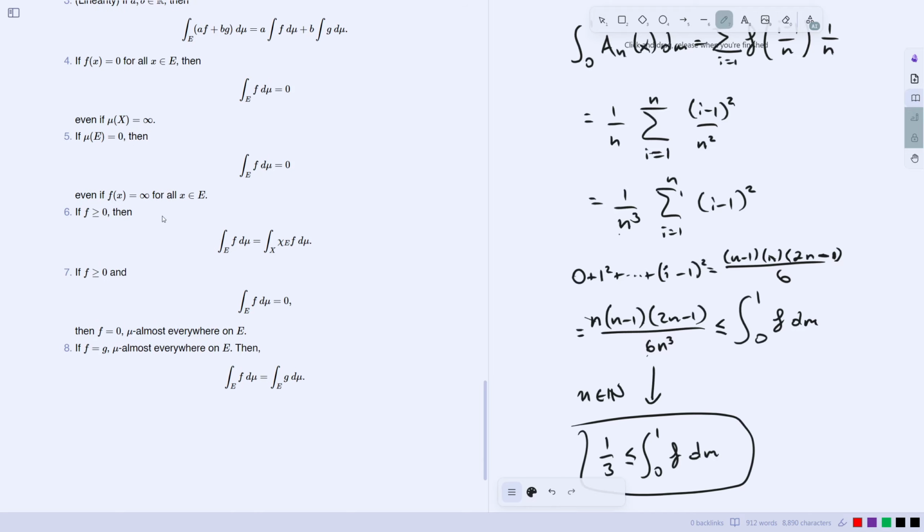Finally, property 8. If f is equal to g mu almost everywhere on a set E, then the Lebesgue integral of f with respect to mu is equal to the Lebesgue integral of g with respect to mu. Again, what does it mean when I say f is equal to g, mu almost everywhere? That means the points where f and g differ form a set of mu measure 0. All right, guys, that's it.